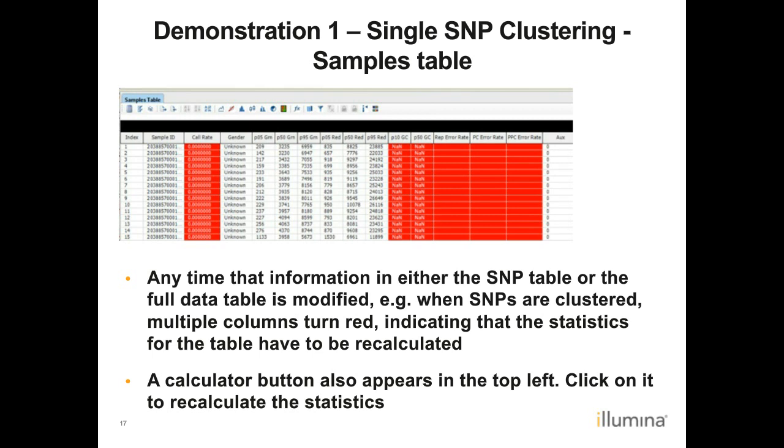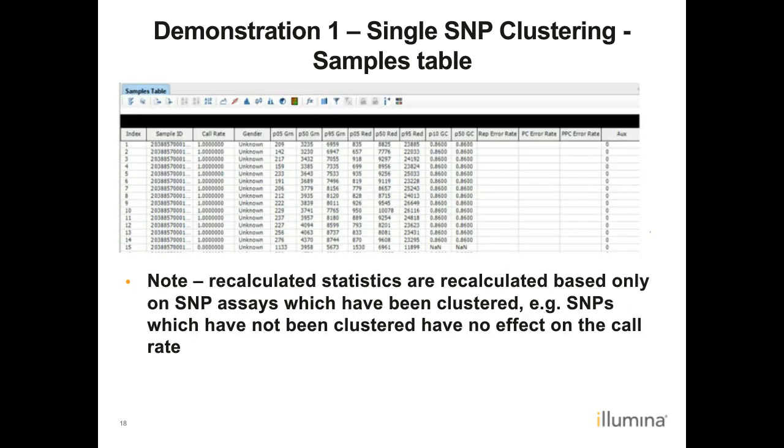So in this particular case, we've only updated one SNP. All the other SNPs have not been clustered yet, have not been analyzed. Recalculated statistics are calculated based only on SNP assays which have been clustered. So SNPs which have not been clustered have no effect on the call rate.